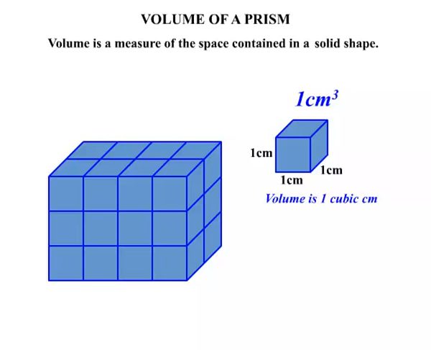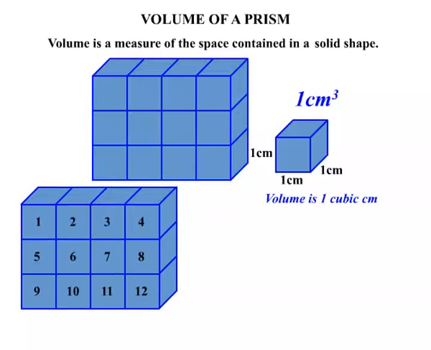Now if we consider the volume of this particular cuboid, let's notice that the front layer is 1, 2, 3, 4, 5, 6, 7, 8, 9, 10, 11, 12. There's 12 of these smaller cubes. We break it up and we can see that there's another layer there too. So the volume is 2 lots of the 12, and that would be 24. Because we're dealing with volume, we write the units as centimeters cubed, cubic centimeters. If they're meters, of course, we'll write cubic meters.